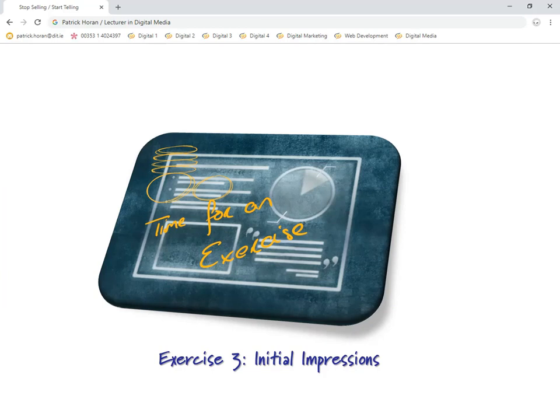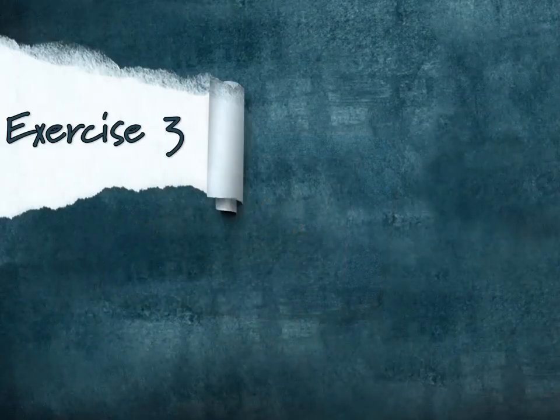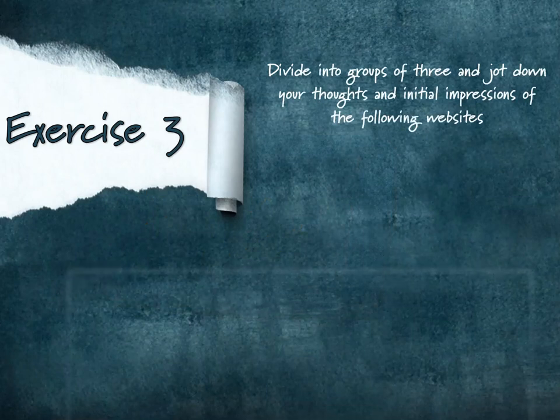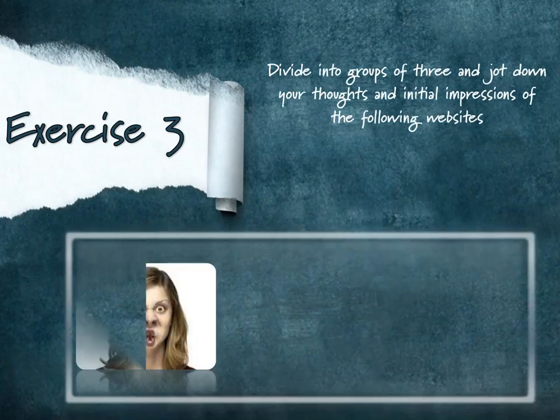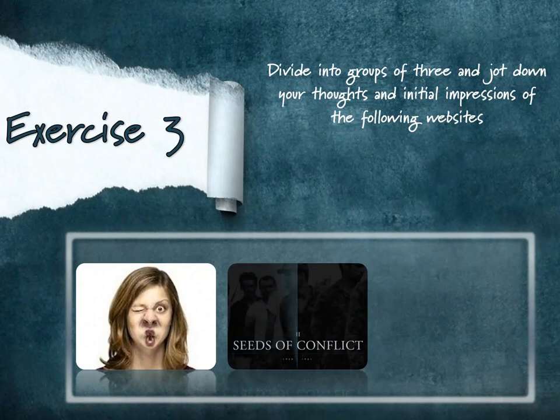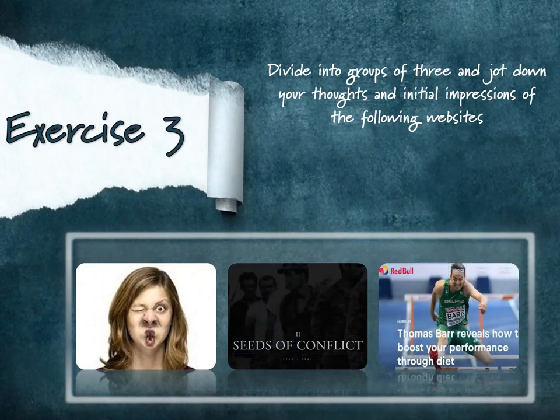So anyway, I'll just jump in here and have a look at what the actual exercise 3 is. I want you to divide into groups of 3 if you possibly can, and jot down your thoughts and initial impressions of the 3 following websites. I'm not going to go into these websites now, but there is a link on each one of these pages for the website, so you can go and have a look at those. Just simply click on the image, and it'll bring you to the monoface, or the Seeds of Conflict one, or the Red Bull one here.